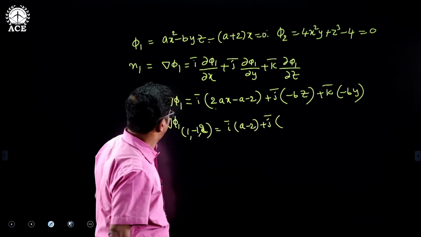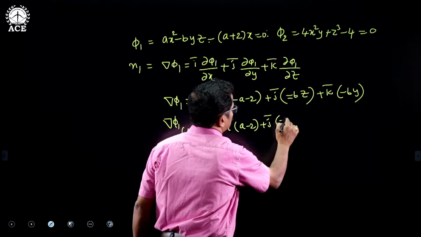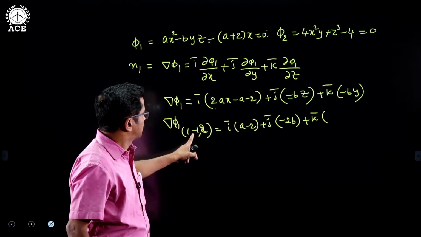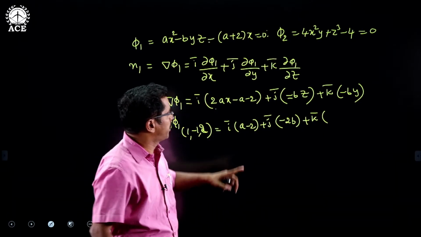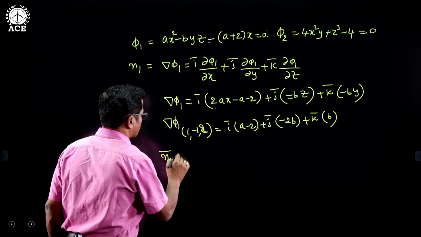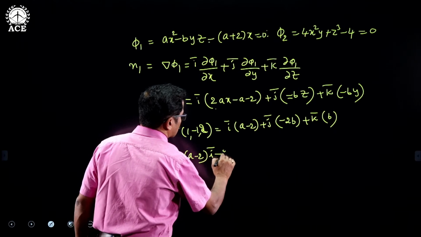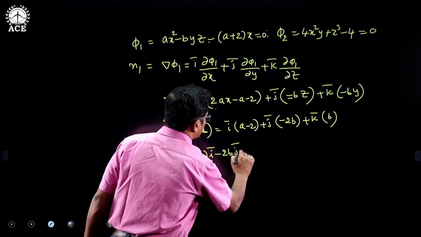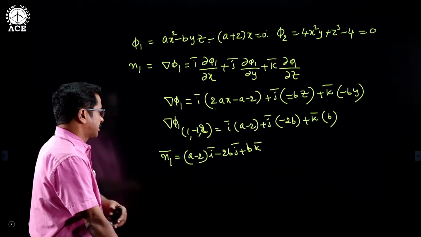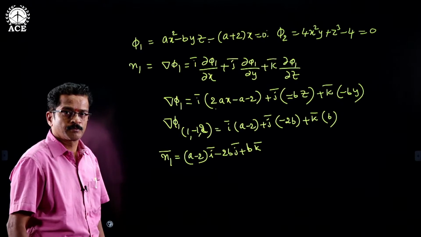plus j bar into b, minus b into z, z is 2, so minus 2b, plus k bar, so y is minus 1, minus b into minus 1 is b. So n1 bar equals a minus 2 i bar minus 2b j bar plus b k bar. This is n1 bar, right?